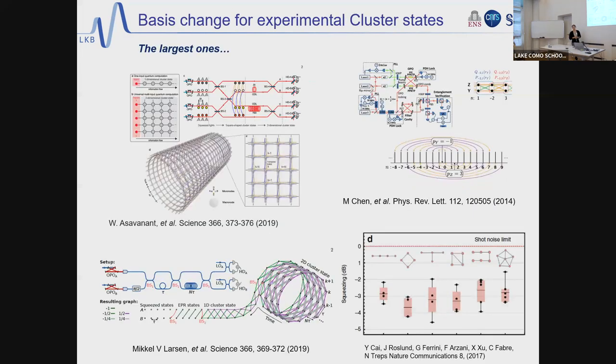In particular, it's used, for example, to build large entanglement networks, named cluster states, that in the measurement-based quantum computing scenario are used as a resource for the computing itself, even if they are not enough. I'm showing just different setups that use this trick. So, for example, in this setup, you have different squeezed states that belong to different time beams. And then you mix the time beams via beam splitter and delay line. So it's a basis change.